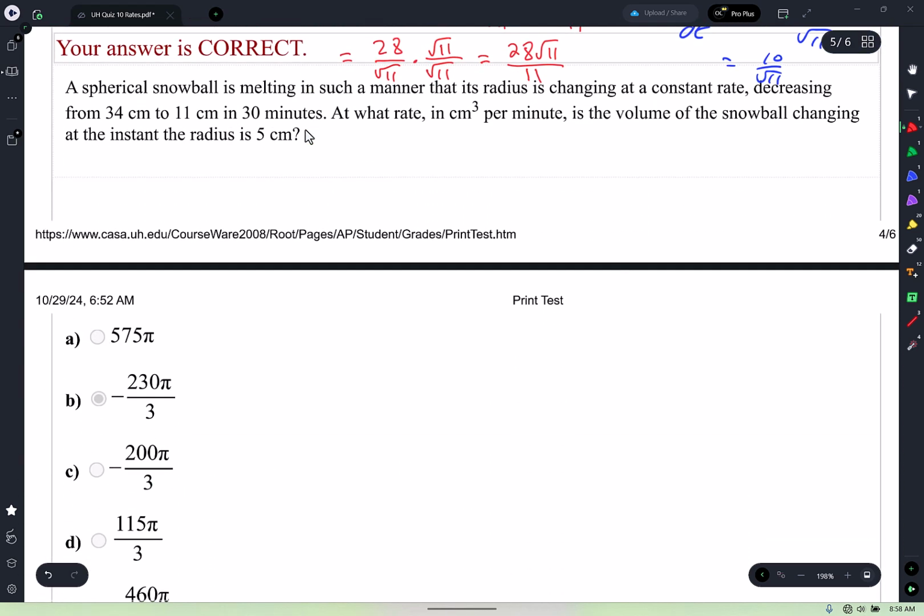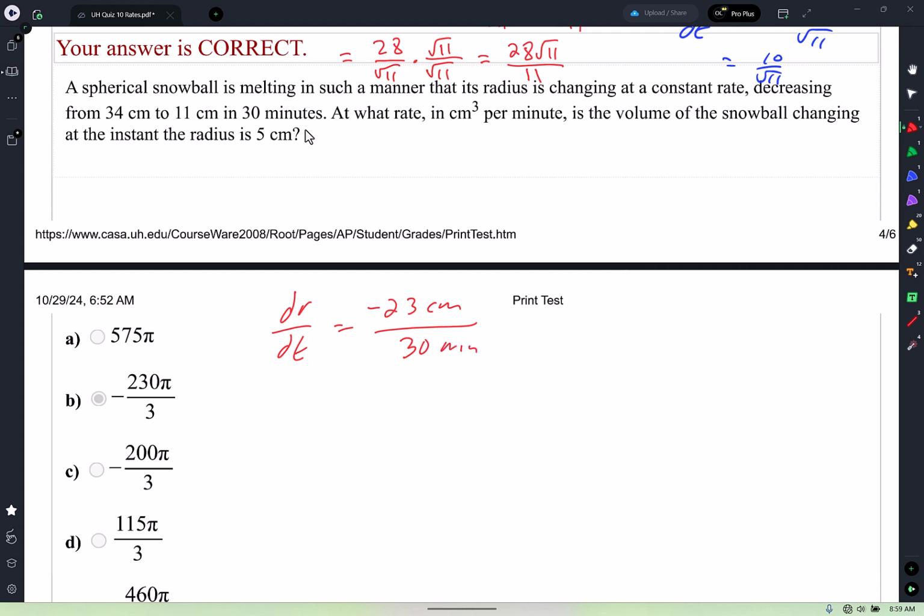It gets back to easy. A spherical snowball is melting in such a manner that its radius is changing at a constant rate, decreasing from 34 centimeters to 11 centimeters in 30 minutes. That's your dr/dt. So let's see. 34 minus 11 is 23 centimeters in 30 minutes. And negative, right? Decreasing. So dr/dt equals negative 23 over 30 centimeters per minute.